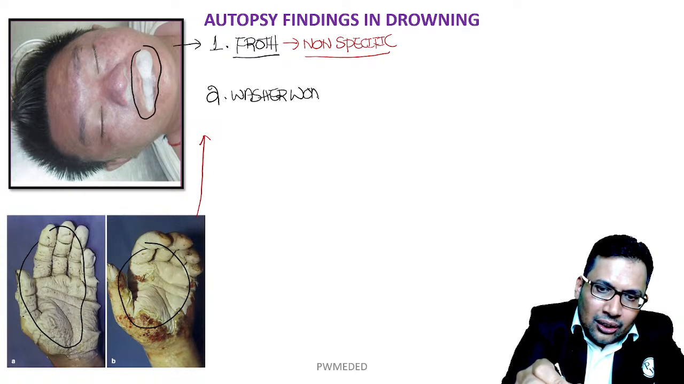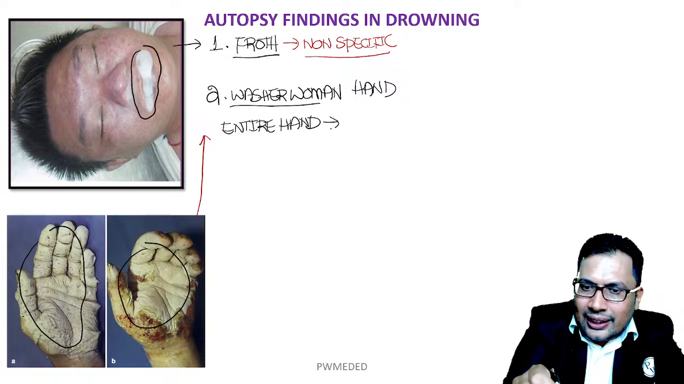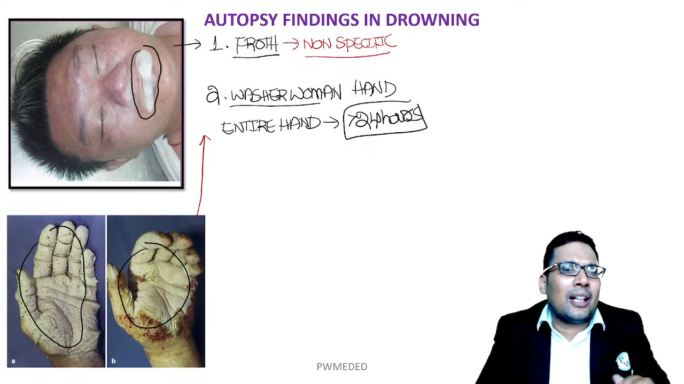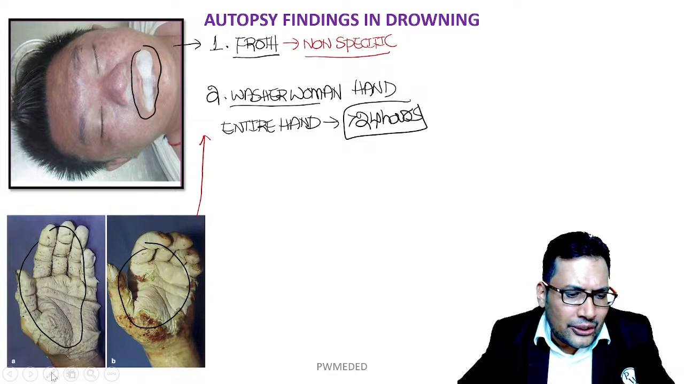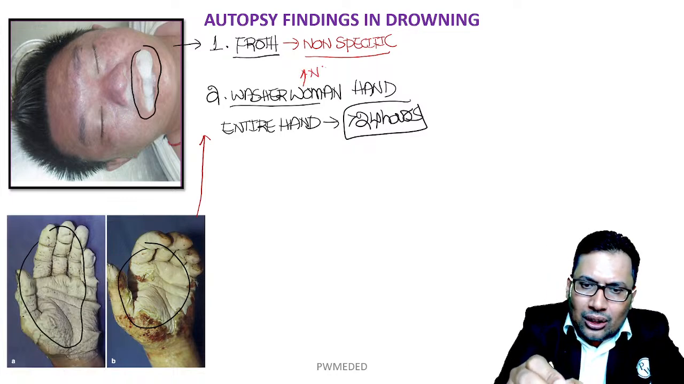Washerwoman hand. When washerwoman hand is seen in the entire hand, it means the time since death is more than 24 hours. And remember, washerwoman hand is also non-specific. Let me write here: washerwoman hand is also non-specific.